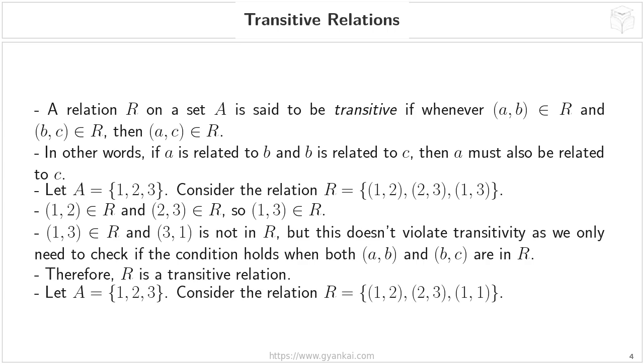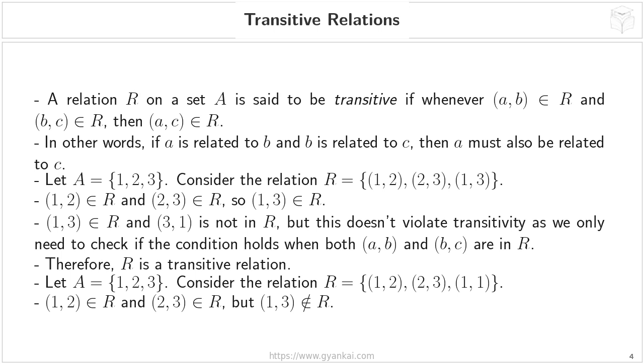Now let's look at a case where it isn't transitive. We have the same set of 1, 2, and 3, but this time, R is equal to {(1, 2), (2, 3), (1, 1)}. The slide points out, (1, 2) is in R and (2, 3) is in R, but (1, 3) is not in R. Exactly. We have the first two pairs, but the third, (1, 3), is missing from the relation. Since the condition for transitivity, that (a, c) must be in R if (a, b) and (b, c) are in R, is not met, this relation is not transitive.